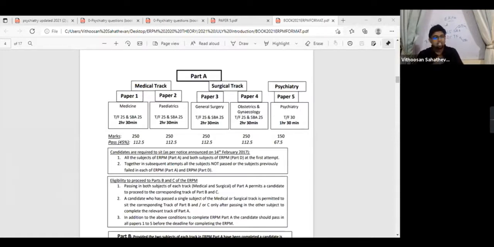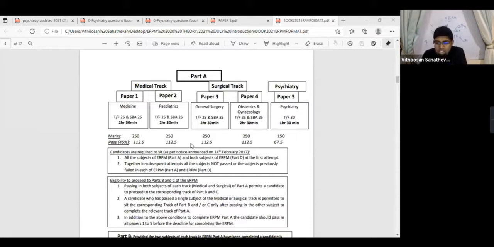The psychiatry which had been part of medicine and pediatrics has been taken out and put as a separate paper. Understood? Now, what we are going to have is 4 papers: medicine, pediatrics, surgery, and gynecology and obstetrics.